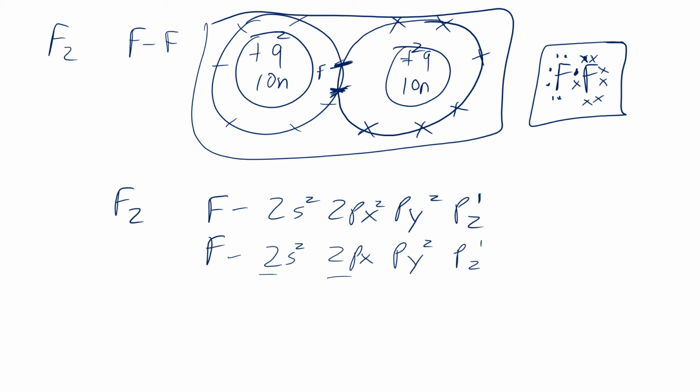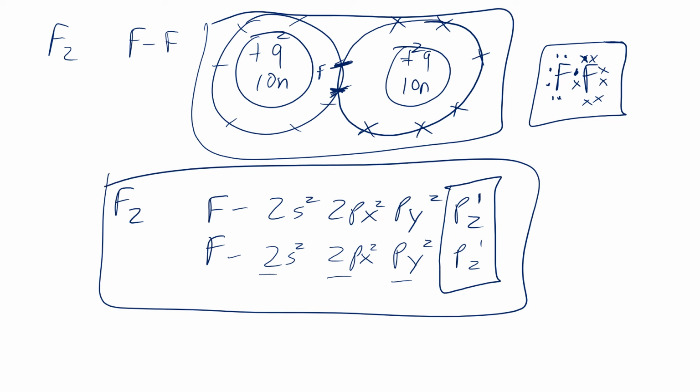These are filled, not filled. These are unpaired. This is where they're going to share. They're sharing from the 2pz. Where are the electrons being shared in fluorine? From their 2pz's. Okay, so that's a third thing that you're going to give me.